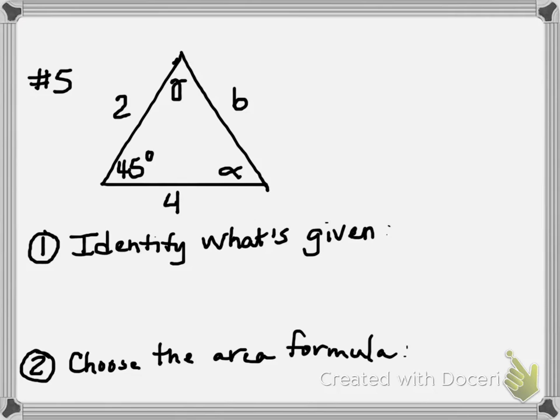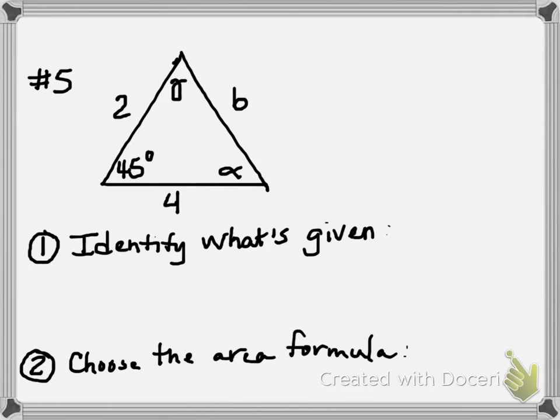Alright, so I'm going to work number 5. And in number 5, they give you a picture of a triangle and it's already labeled. The first thing that you want to do when you come across any triangle, whether it's given to you with a picture or the sides and the angle are given to you without a picture, is identify what's given. So here, I see that the side opposite gamma is 4. So that's C. So I see that C is 4.